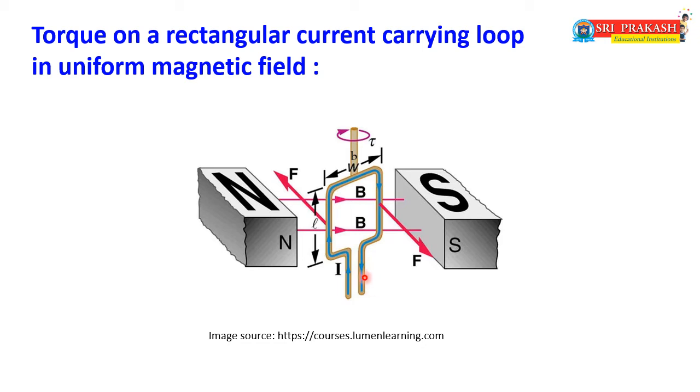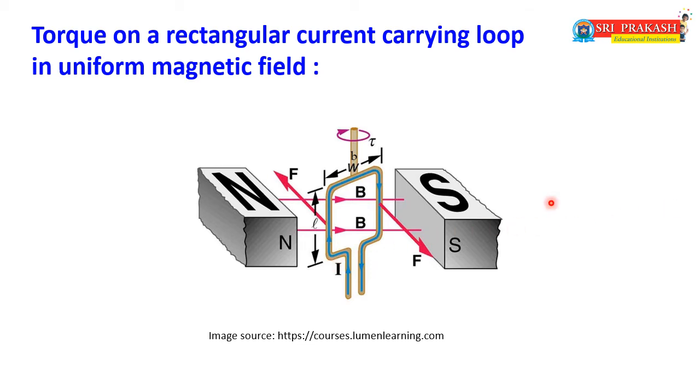Now to find out the torque on this rectangular loop, we should analyze the force on each individual current carrying element. So here L is the current carrying element, B is the current carrying element, and here again L is the current carrying element and this is the B current carrying element. To find out the force on these current carrying elements, we have to follow Fleming's left hand rule.